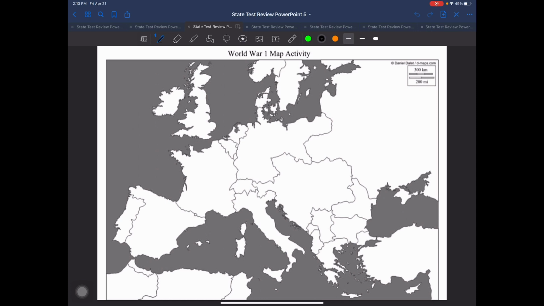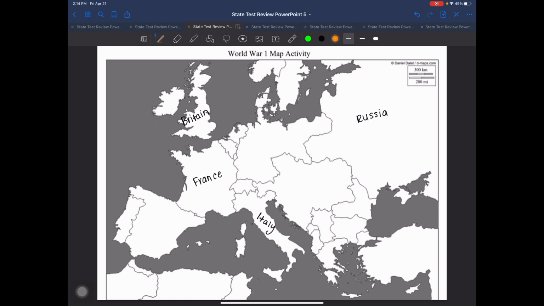I want you to label up here that this little island is Britain. Right below it, we have the country of France. Over here, we have Russia. And down here, like the little boot that everybody always talks about, is Italy. Those are going to be the main countries that make up the Allied powers in Europe before we get involved in 1917.